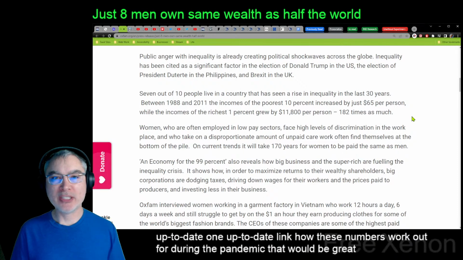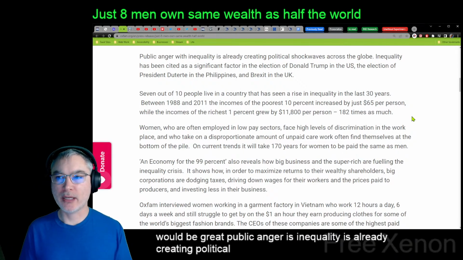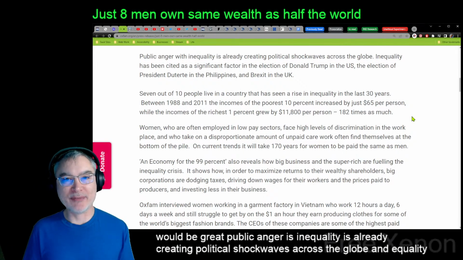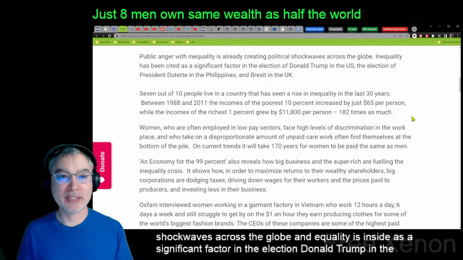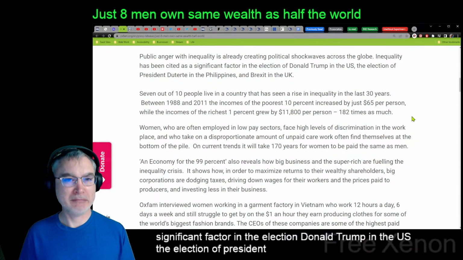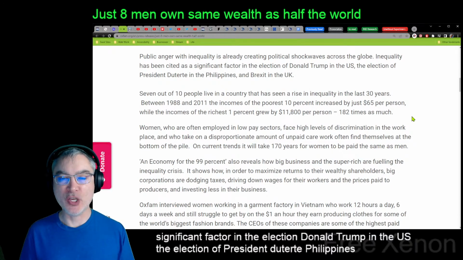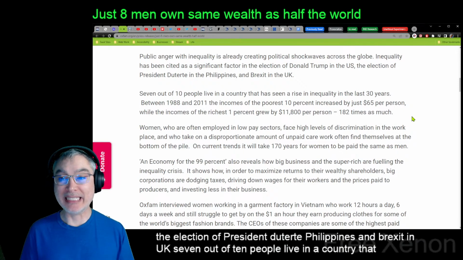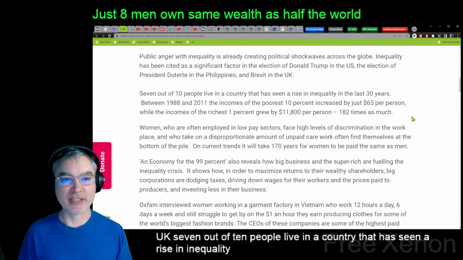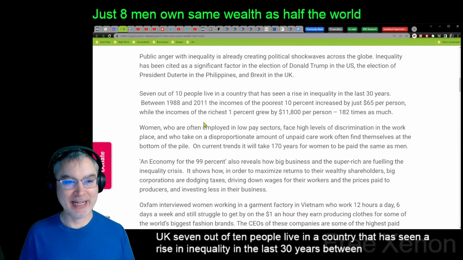Public anger with inequality is already creating political shockwaves across the globe. Inequality has been cited as a significant factor in the election of Donald Trump in the U.S., the election of President Duterte in the Philippines, and Brexit in the UK. 7 out of 10 people live in a country that has seen a rise in inequality in the last 30 years. Okay, look at this. Editing, space. There's a space there.